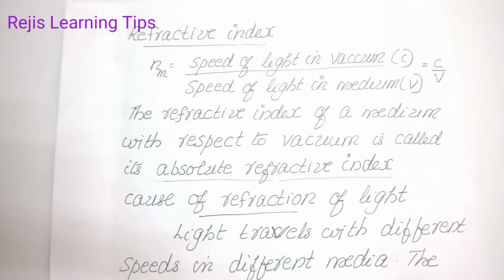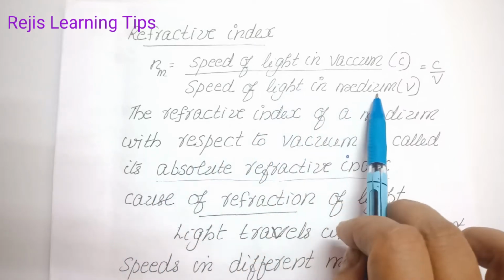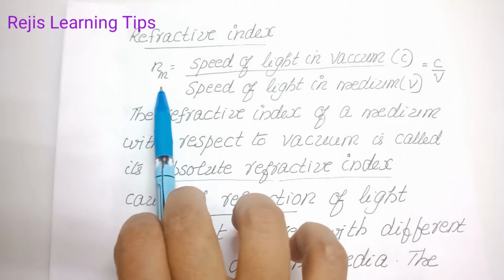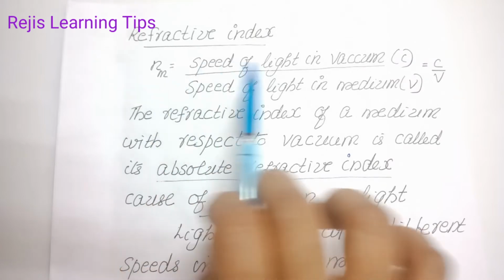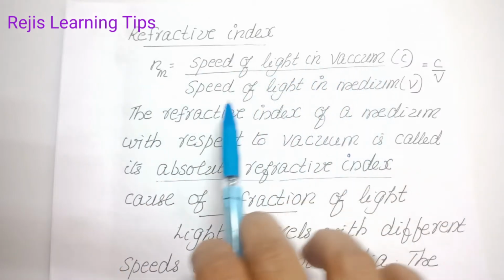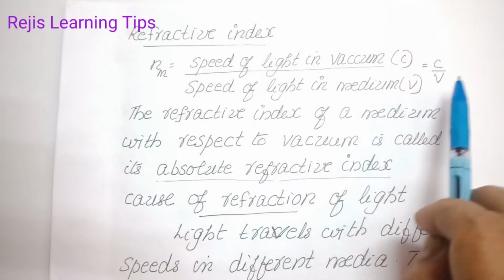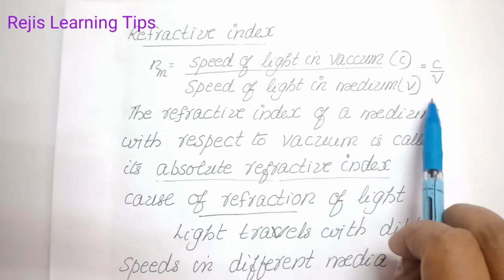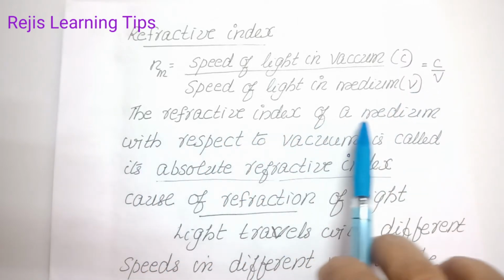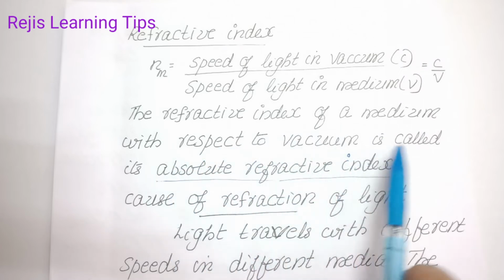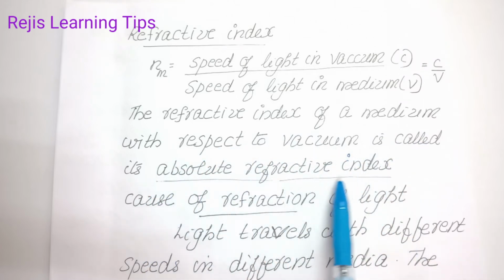Hi students, welcome back. Today we are going to discuss some topics from refractive index. If c is the speed of light in air and v is the speed of light in medium, then refractive index of the medium n_m is given by speed of light in vacuum divided by speed of light in medium, that is equal to c by v. Next, the refractive index of a medium with respect to vacuum is called absolute refractive index.